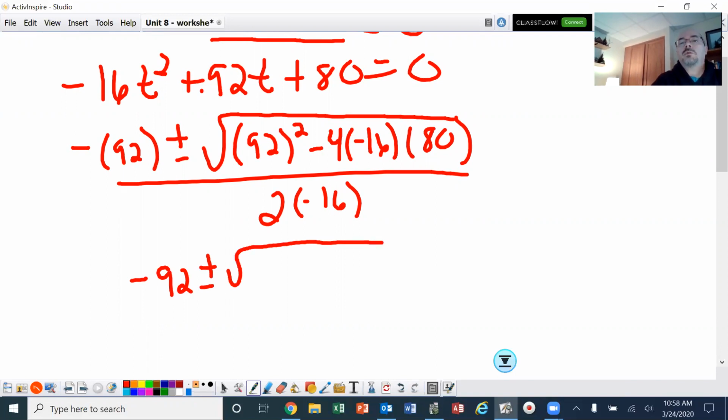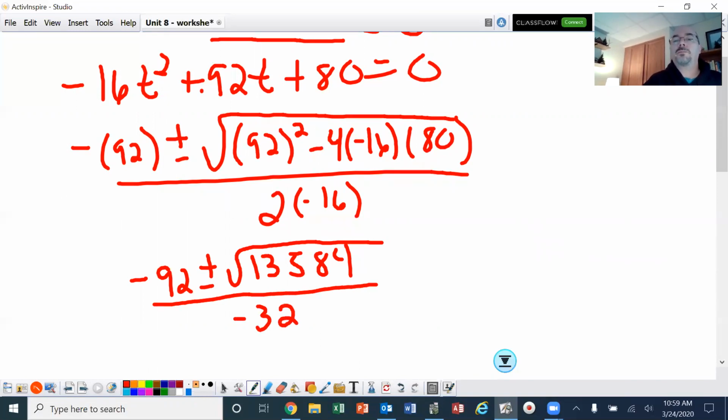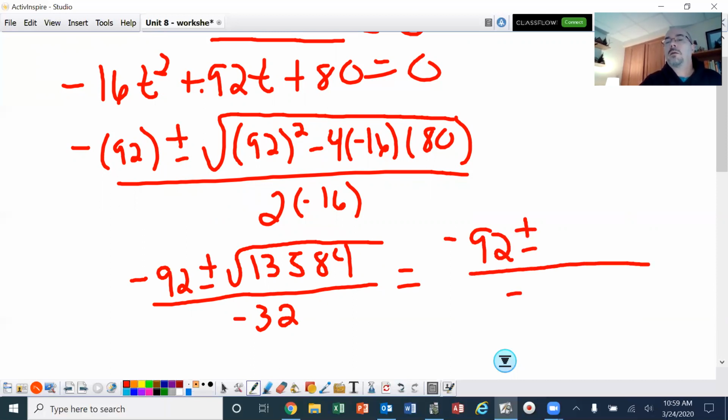When we do the inside of that square root, if you need to, pause it and see if you can get this number. Here we go. It's 13,584. If you did not get that when you type the inside of the square root, pause it and try again until you get that number. All over negative 32. So we have negative 92 plus or minus, and then the negative 32 on the bottom.